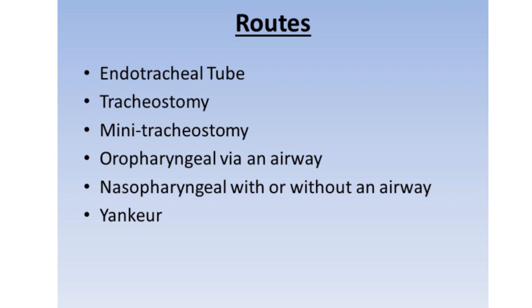So we have 6 different types of routes then. We have our ET tube, we have our tracheostomy, mini tracheostomy, oropharyngeal via an airway, or nasopharyngeal with or without an airway, and we have Yankauer suction. Again, we'll cover all of these in the practical element then.